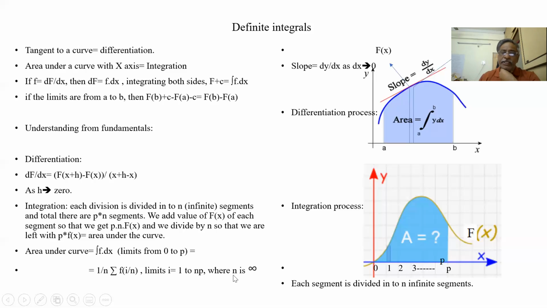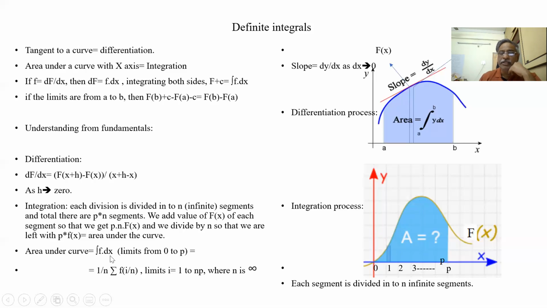So this n is infinite. 0 to 1 is divided into infinite parts, as if h is 0. When 1 by 0 is infinity, this is my integration. So instead of areas, I am adding lengths here. Length, length, length, length. Length into p, that is length into np by n, is my integration process.